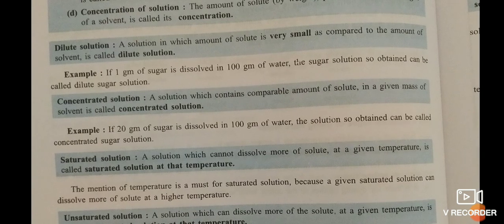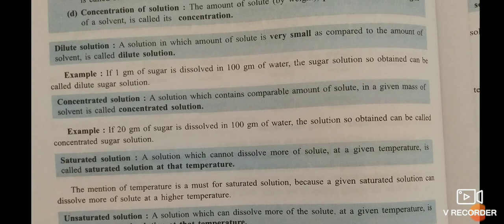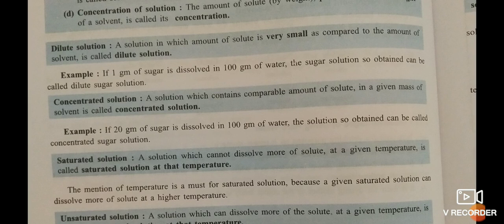Again, I am making it clear. In liquids, the substance dissolves because they have little intermolecular space between them. And once those spaces are occupied, no more solute can be added to it. So once the sugar is added to the tea, if the space in the tea is completely occupied, no more sugar will be dissolved, and that solution is called a saturated solution.